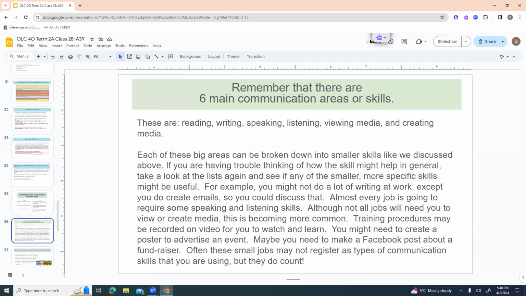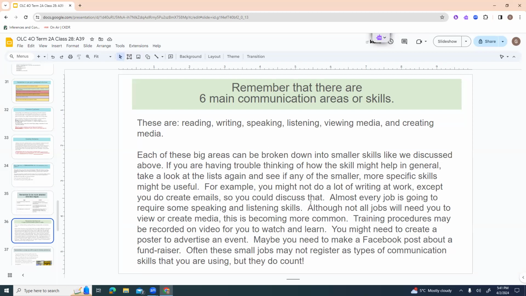Okay. Also, remember that there are 6 main communication areas or skills: reading, writing, speaking, listening, viewing media, and creating media. Okay. I didn't talk about viewing media and creating media that much just because I don't know if they're used as commonly in most workplaces as the other ones are, but certain jobs that you're doing might require viewing a lot of media, or maybe you have to create a lot of media. Maybe you're creating posters and creating Facebook posts and writing up things, in which case, by all means, talk about that. How are those skills helpful to you in your job?